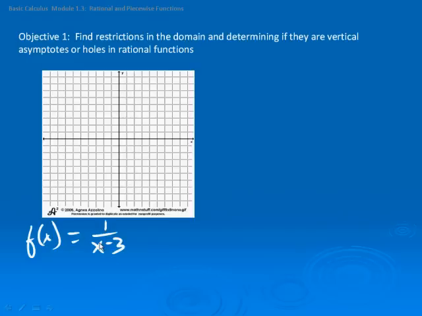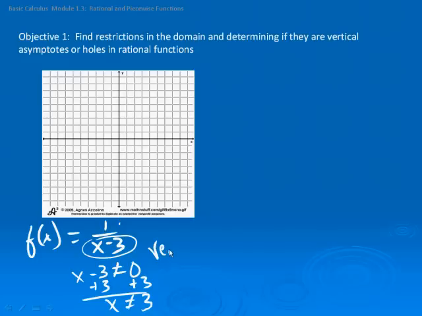But we can tell by looking at this simple rational function that x minus 3 cannot be equal to 0, or we'll have a 0 in the denominator. So I'm going to solve this, and we get that x cannot be equal to 3. So that is a restriction in the domain. And because it's not common in the numerator, in other words, we don't have an x minus 3 up here in the numerator, then it is a vertical asymptote. And that vertical asymptote is at x equal 3.